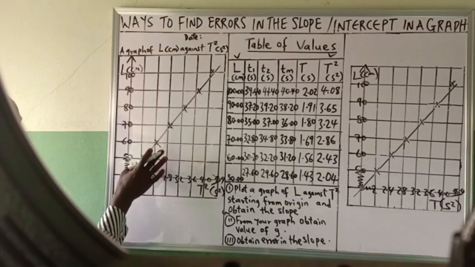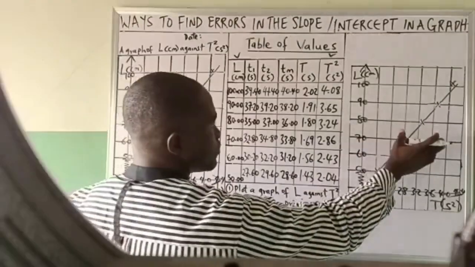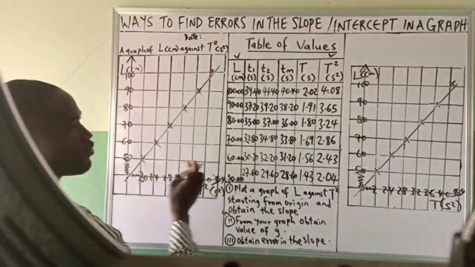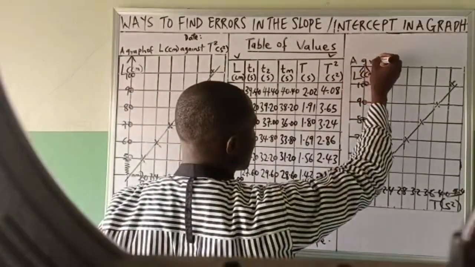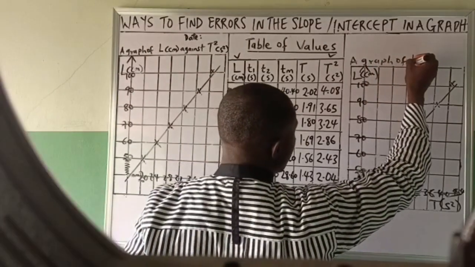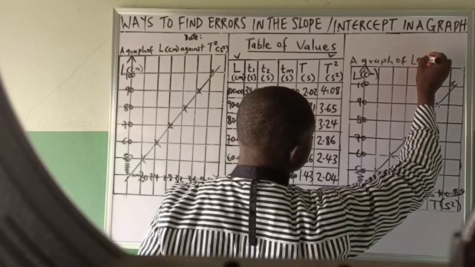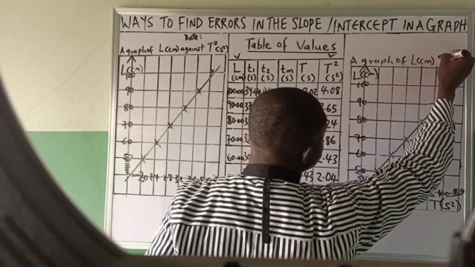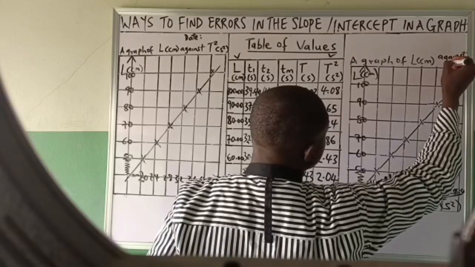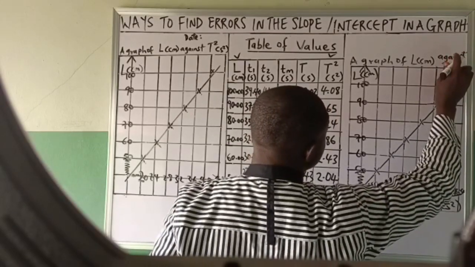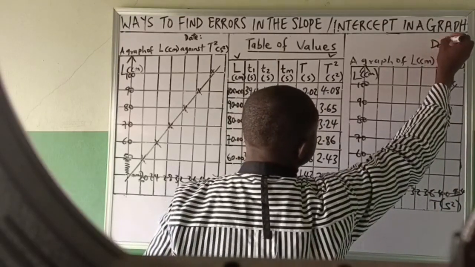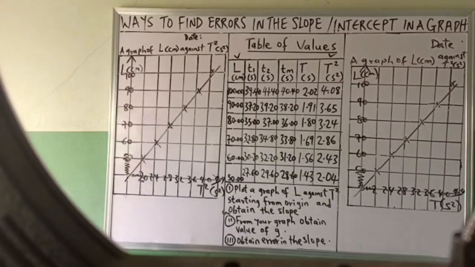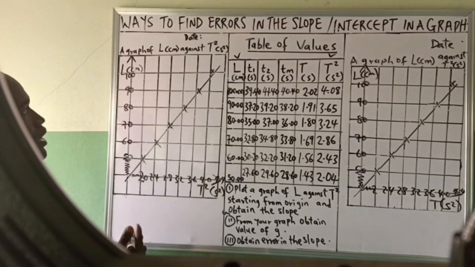Okay, so we have succeeded to plot this graph, then duplicate it, put our line of best fit. Now record, you have to write the title here, a graph of L in centimeter against T square, that is the second square. Then put your date. So next thing we have to do is, let's see how to get our slope. See how we get it.